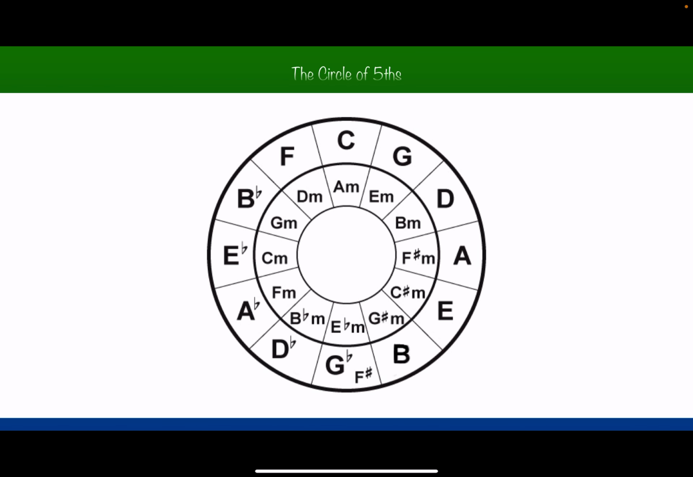This is a circle of fifths. Looks really crazy, but it does make sense. The reason it is called the circle of fifths is because every time you move clockwise around the ring, you are moving a fifth interval from the note before it. So C to G is a fifth. Let's count it out. C, D, E, F, G. G is the fifth interval.